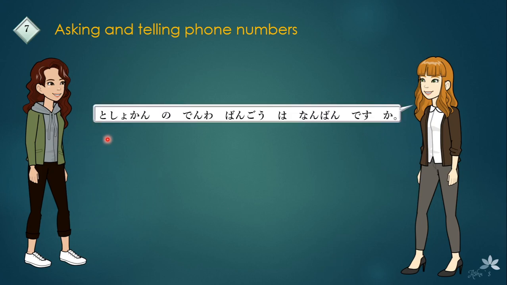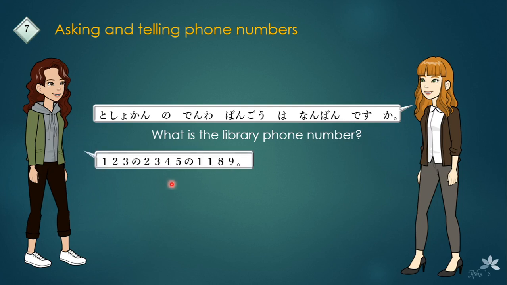Now she is asking, Toshokan no denwa bango wa nanban desu ka? What is the library phone number? She replies, 123の234の1189. Again, the hyphens are replaced with the letter no. So try to tell your phone number in a similar way.